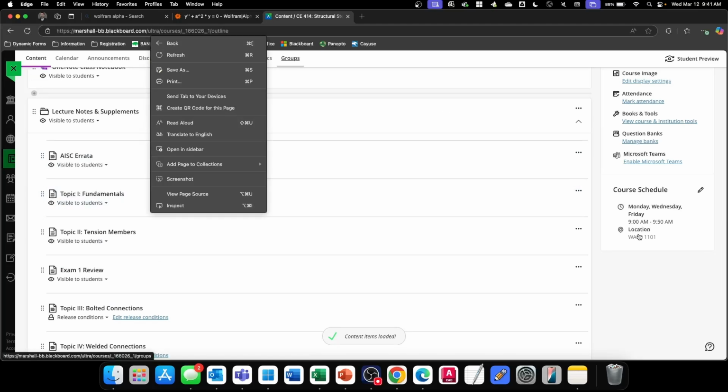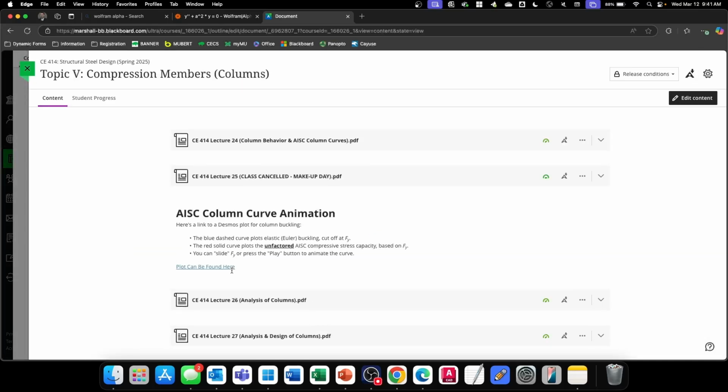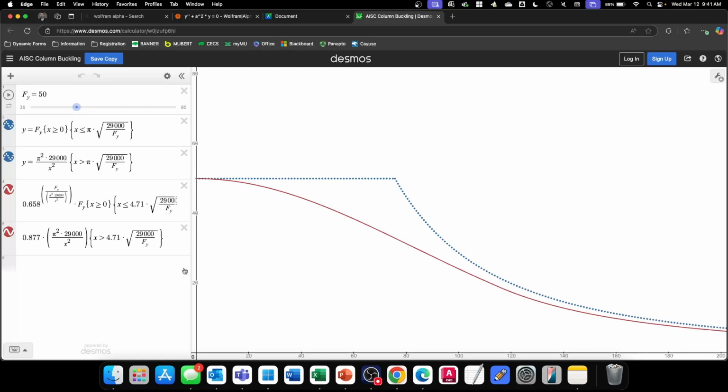So if you go into the section on compression members, I made this little column curve animation. Y'all have probably used Desmos before, haven't you? So what I have here on the top is the Fy, okay? And so the way that it looks is the blue dashed curve, that's the elastic curve. That's what we derived, and I'm just cutting it off at Fy, okay?